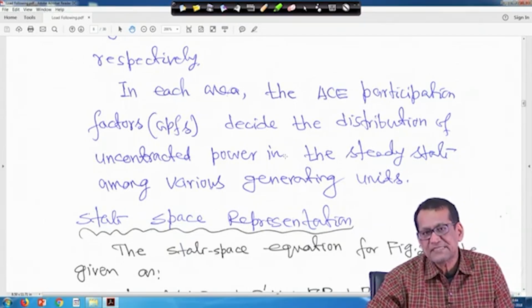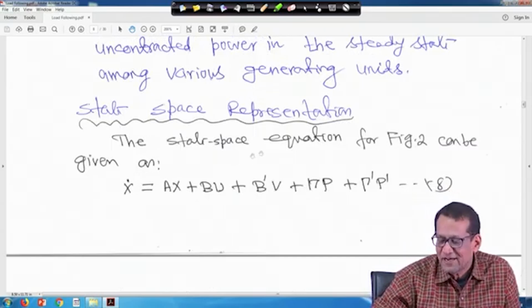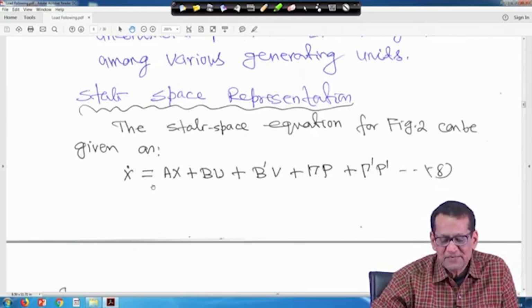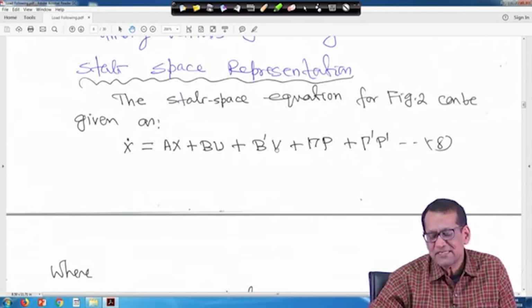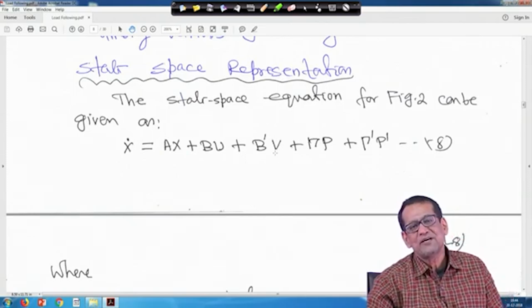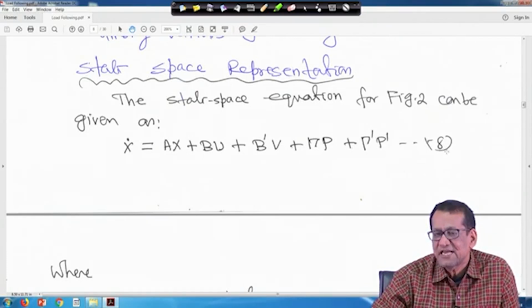Next is the state space representation. So, the state space equivalent of this figure 2 can be represented as x dot is equal to Ax plus Bu plus B dash v, because this v term is coming, v1, v2, v3, v4, because of the load following controller, and gamma capital P and gamma dash P dash I have made it, this is equation 8, right.